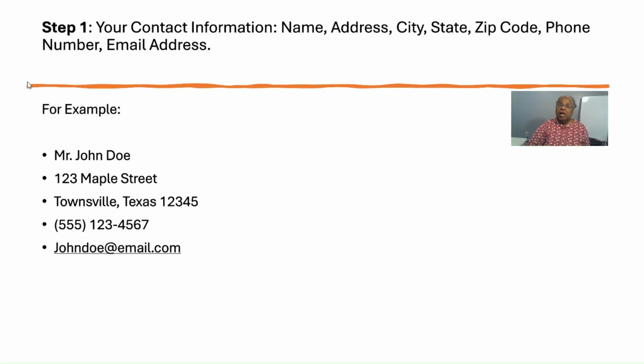Step 1, your contact information. You must include your name, your address, the city, state, the zip code, your phone number, and your email. For example, Mr. John Doe lives at 123 Maple Street in the city Townsville in the state Texas, and his zip code is 12345. He included his telephone number and his email.